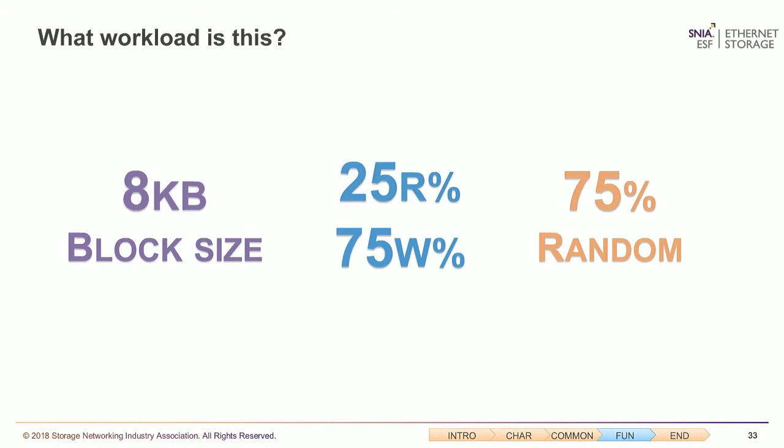All right, so if I summarize what we looked at, we said this is predominantly an 8 kilobyte block size. It's a 25-75 read-write split, and it's a 75% random workload. So which workload is this, Chris? It has all the DNA characteristics of what we showed earlier, OLTP.